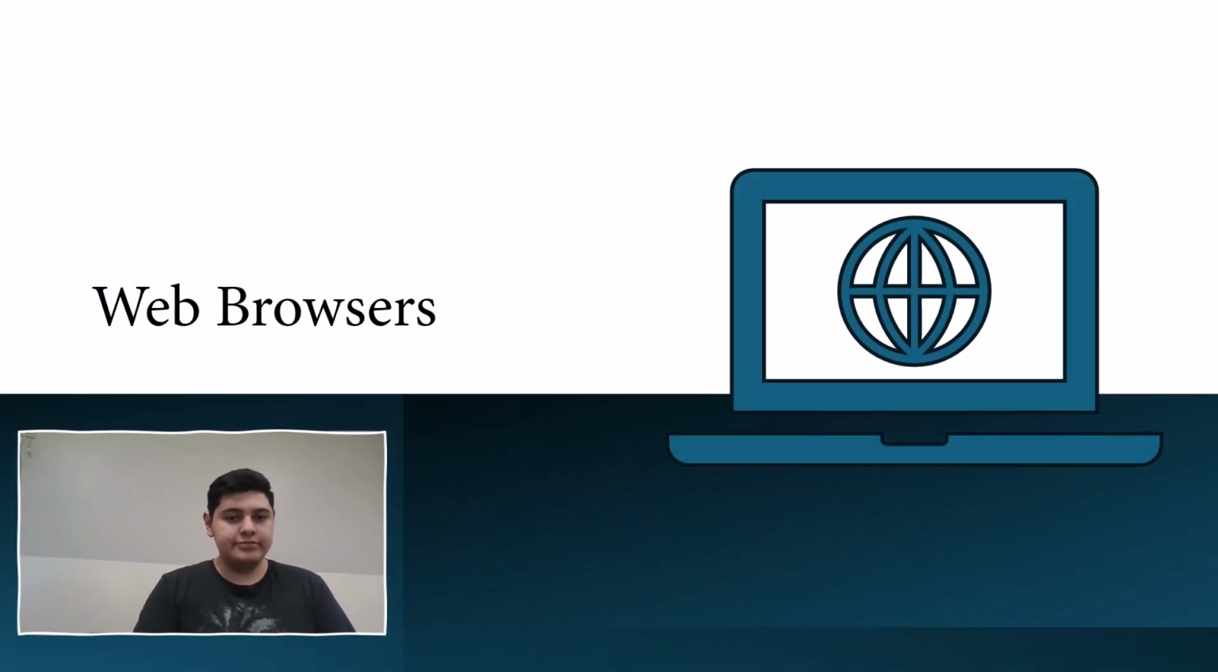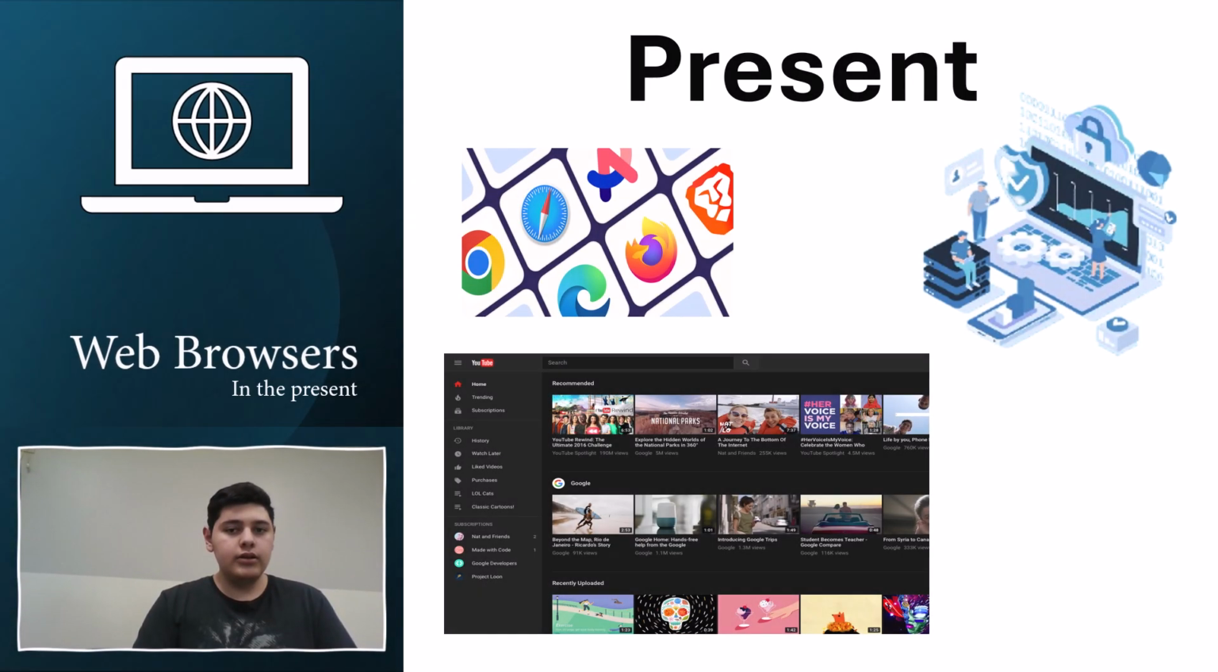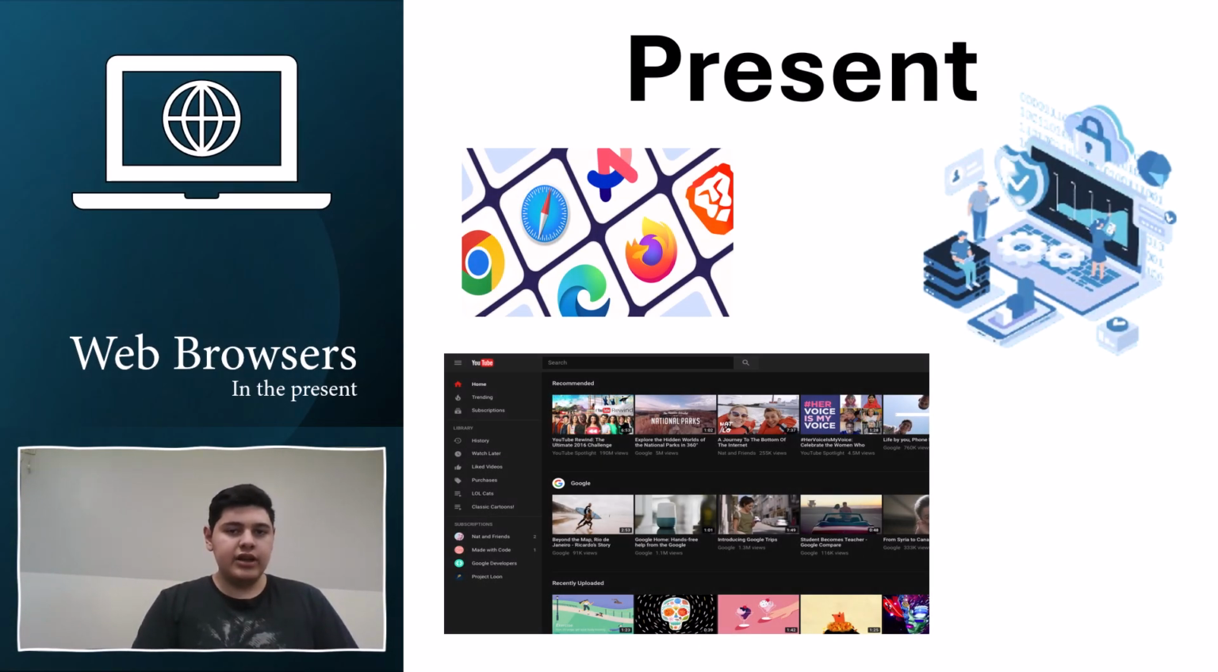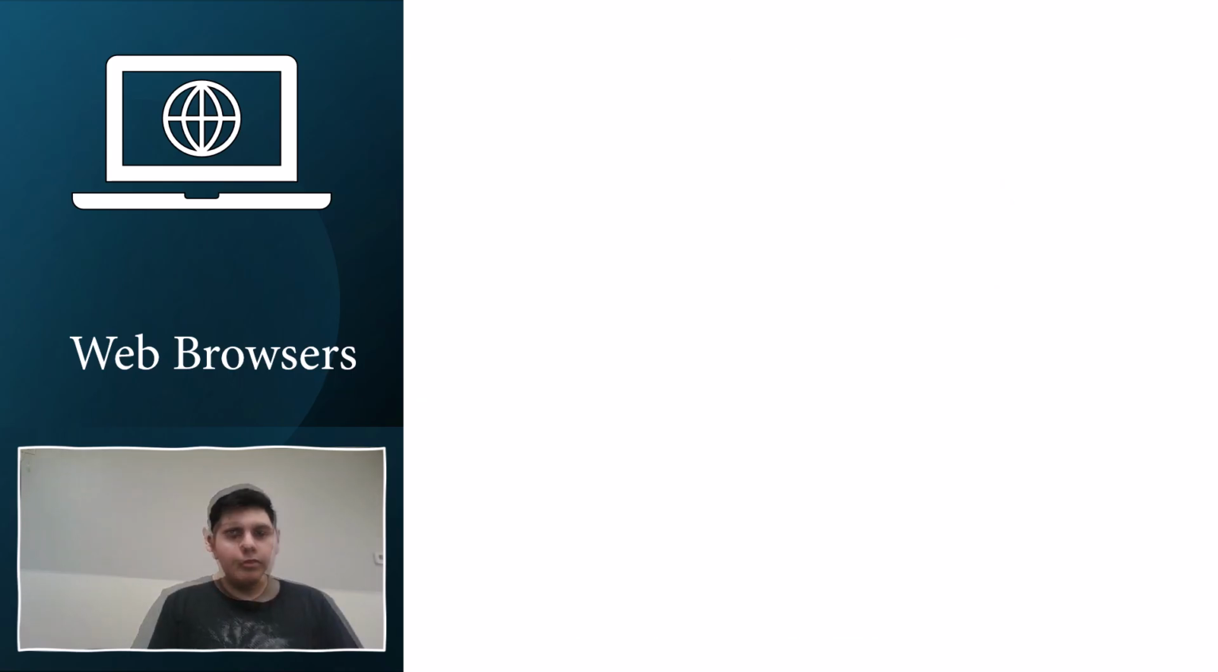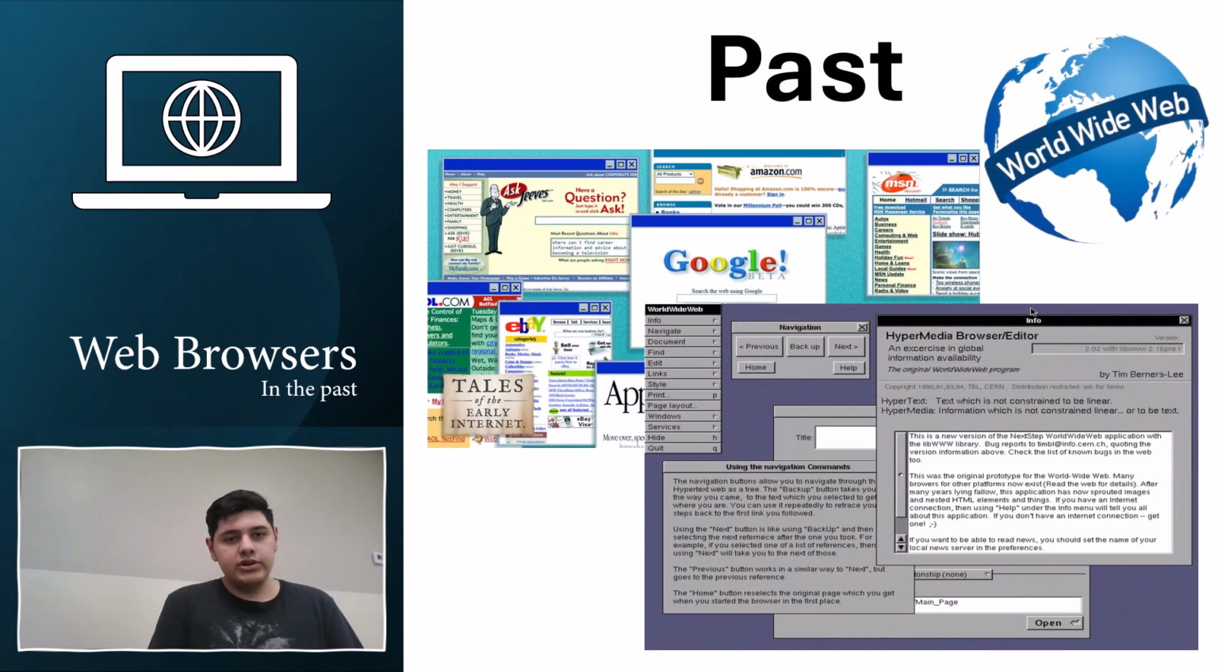Web browsers. Web browsers in the present are fast and advanced and packed with features. Instead of being simple tools for text or images, they support videos, apps, cloud storage, and extensions. Web browsers in the past were simple and text-based, starting with the World Wide Web in 1990. And there were only short GIFs and simple images.